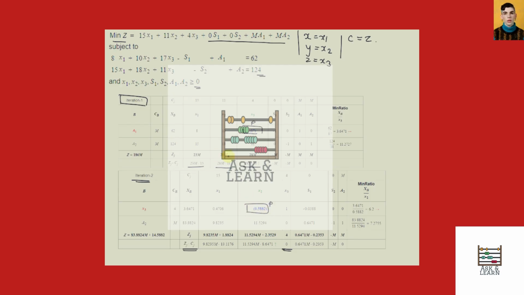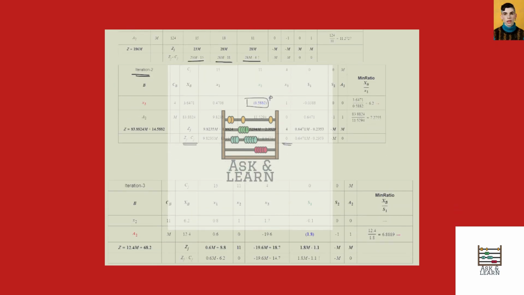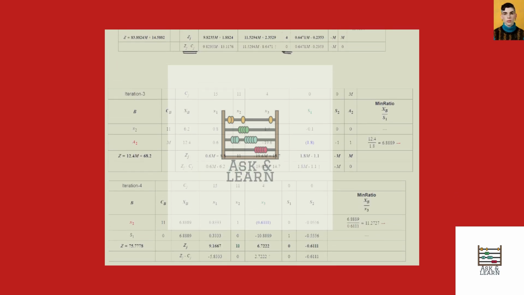element. Moving to the third iteration, here again the zj minus cj value is positive for this term and this term, so we'll have to move towards the next iteration, considering this as the pivot element. So we move to the fourth iteration, where we get the zj minus cj value as positive over here. We have to go to the next iteration, taking this as the pivot element.